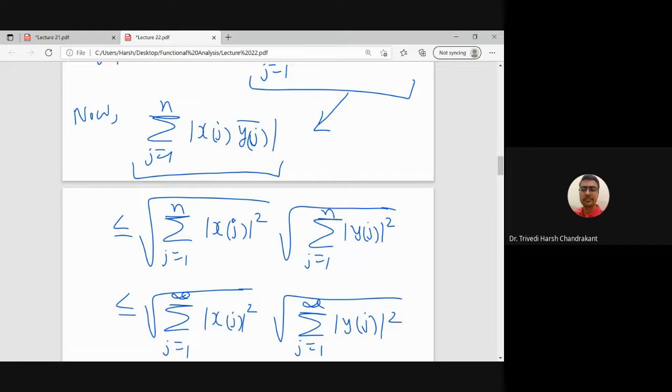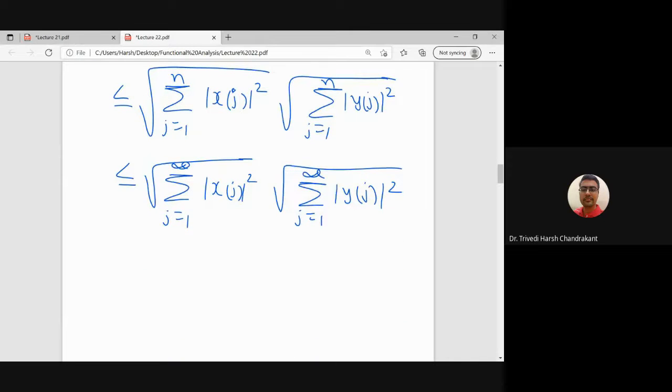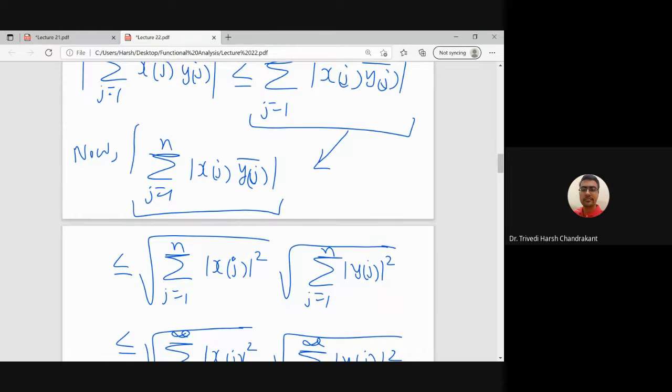So is it correct? What I have written, the Cauchy-Schwarz inequality, is correct. Okay, so this happens now. Now, what next can we do? This is a fixed number. This is a fixed number. So what can we say about this term as n tends to infinity?